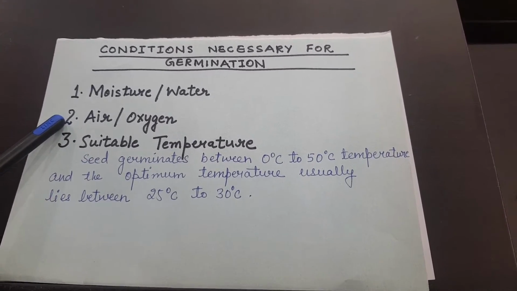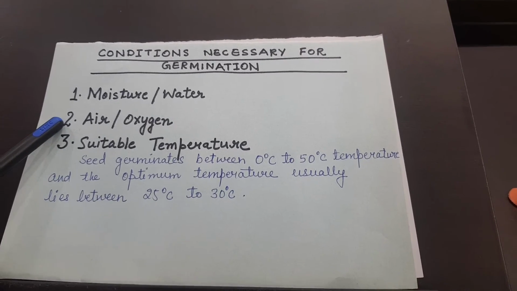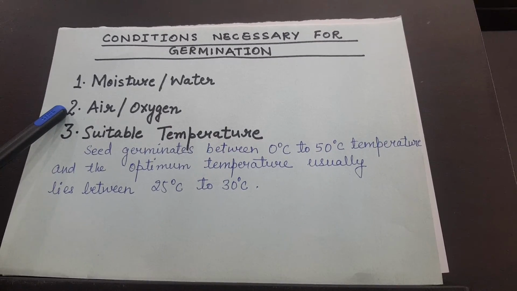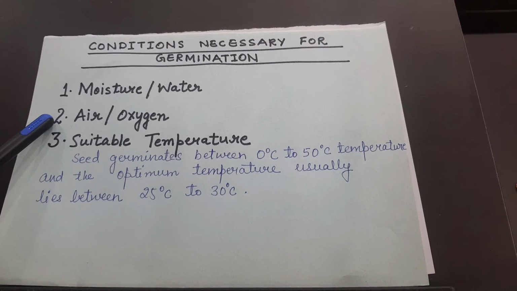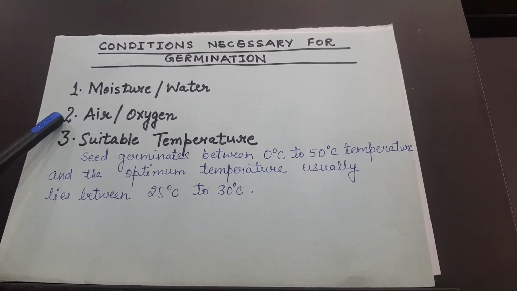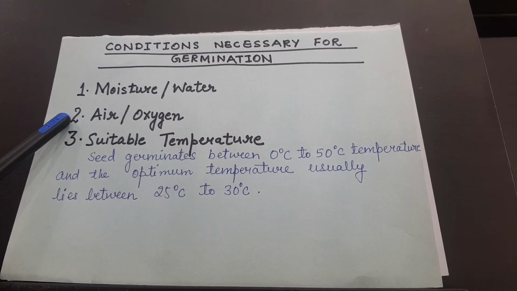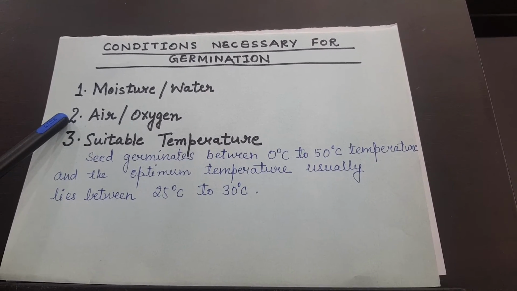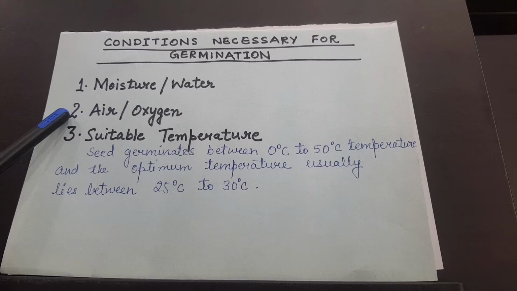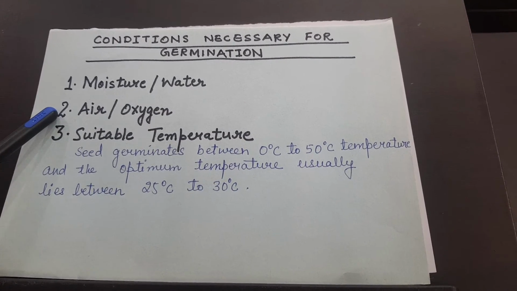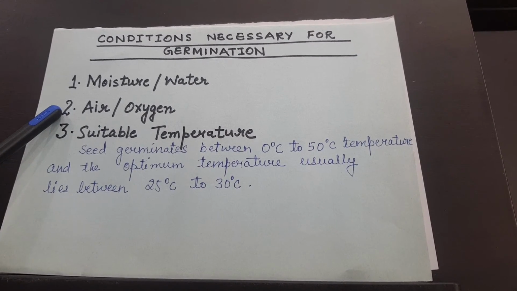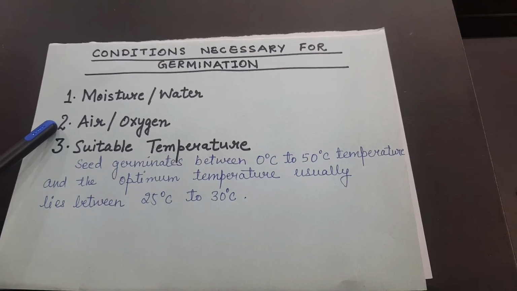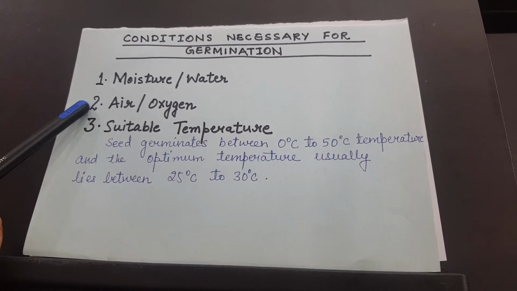Now, next is air. Why is air important for germination? Because during germination, rapid cell division takes place. Energy is required for cell division. This energy is obtained from oxidation. The oxygen required for oxidation is supplied by the air. So, air is necessary for seed germination.